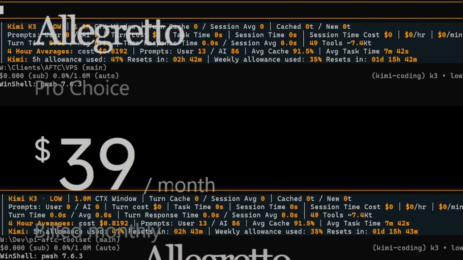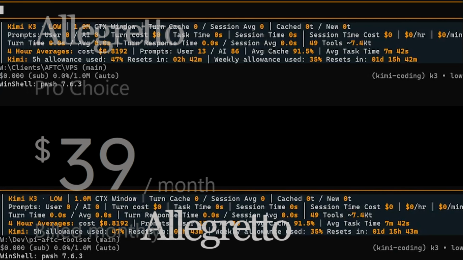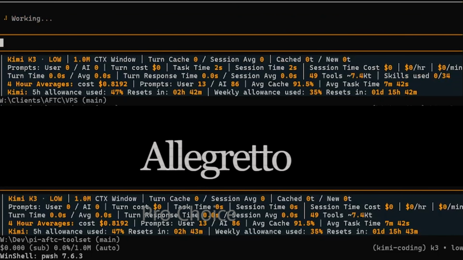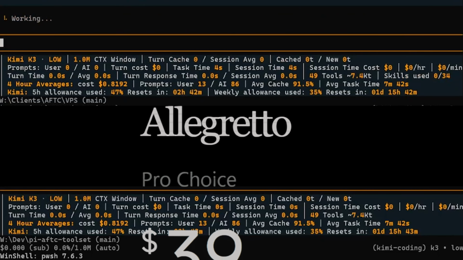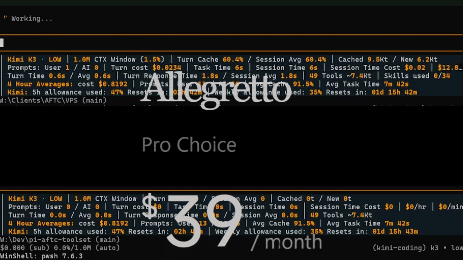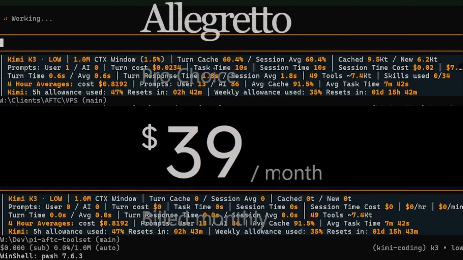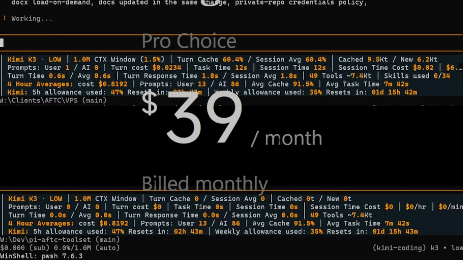Okay, here's me using the Allegretto $39 a month plan. I'm starting two Kimi K3 sessions, both on low thinking, and both will talk to each other using a feature in my Pi extension. We are starting out with 47% of my 5-hour allowance used and 35% of my weekly allowance used.